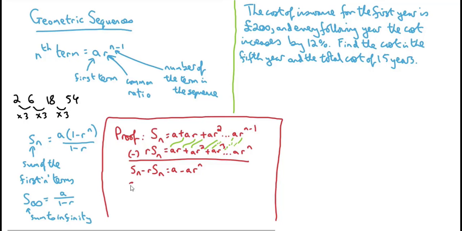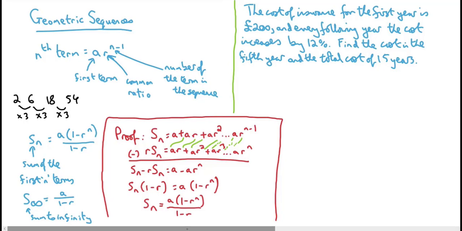Factorize both sides of this to take the Sn as a common factor out here. That leaves you with the other factor of 1 minus r. And here, take out the a, you have 1 minus r to the power of n. Finally, if you just divide through here, you get the sum of n is the same as a times, in brackets, 1 minus r to the power of n, divided by 1 minus r. And there's your proof.